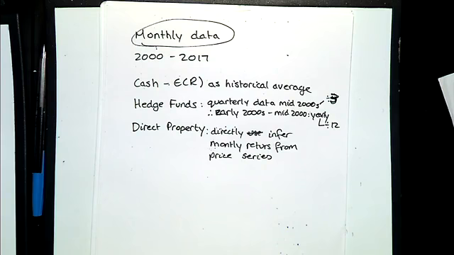And then you get to direct property, and they say, well, all right, you used monthly returns, and most direct property assets are only valued every year. You're smoothing your returns, you're understating your risk, so you made your investors a bunch of money in direct property. That's not going to make you very happy either.